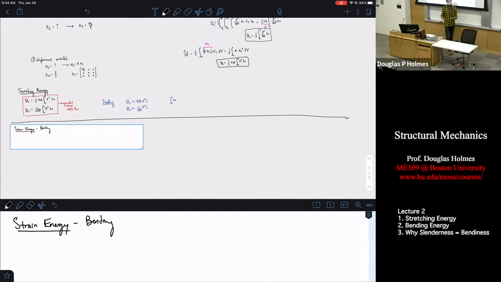So let's look at the strain energy in bending. We're going to consider pure bending. And just like in stretching, you have two options. In stretching, you can apply a load and measure a displacement, or you can apply a displacement and measure a load. In bending, your choices are you can apply a moment and measure a curvature, or you can apply a curvature and measure the moment required. So we'll evaluate both of these.